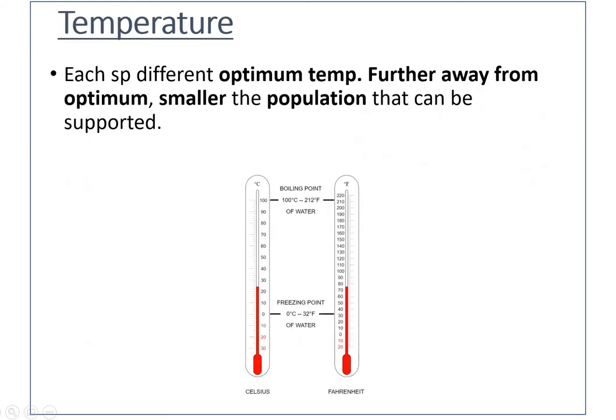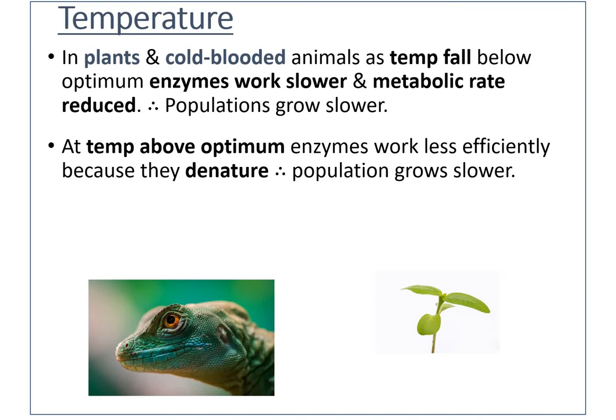So temperature. Each species has a different optimum temperature, and the further away from the optimum, the smaller the population that can be supported. In plants and cold-blooded animals, as the temperature falls below the optimum, the enzymes work slower and the metabolic rate reduces. Therefore, the populations will grow slower. At temperatures above the optimum, the enzymes work less efficiently because they might denature. Therefore, the population grows slower.